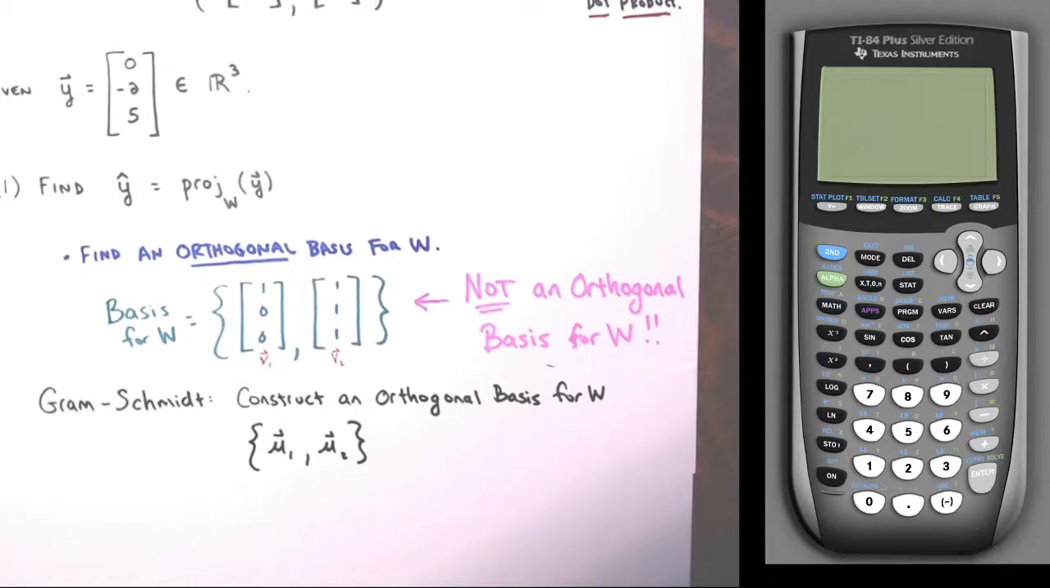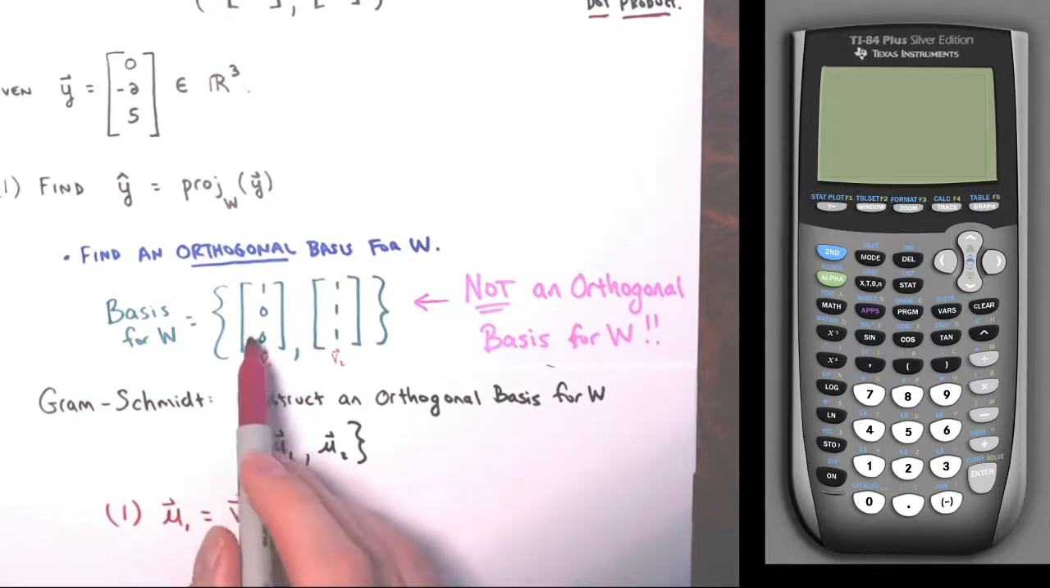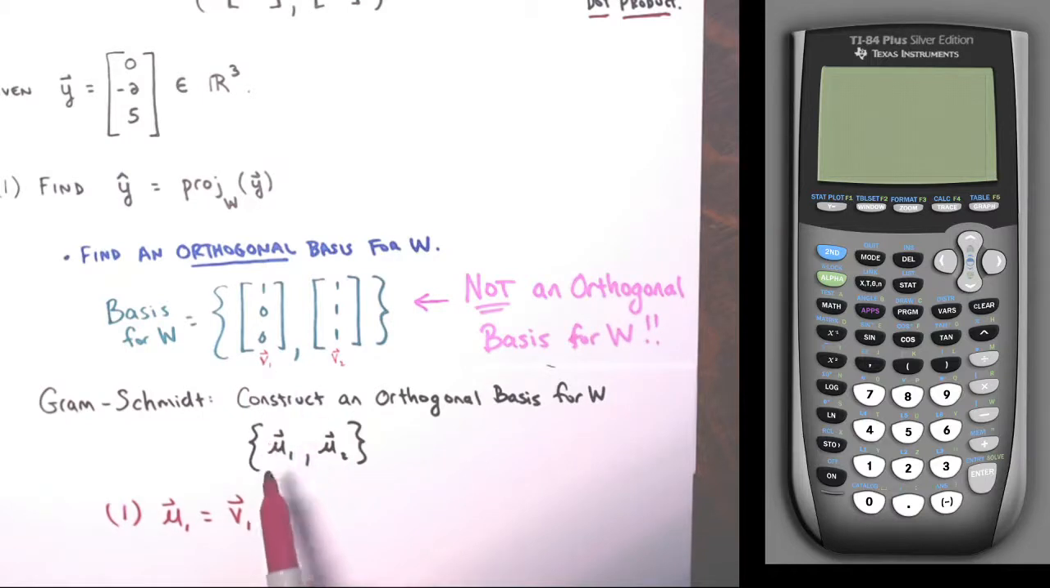Alright, so remember the first part was simple. I'm just going to have U1 be equal to V1, just the first vector from my original basis. So this vector in the orthogonal basis is just the first vector from the original basis. So 1, 0, 0.